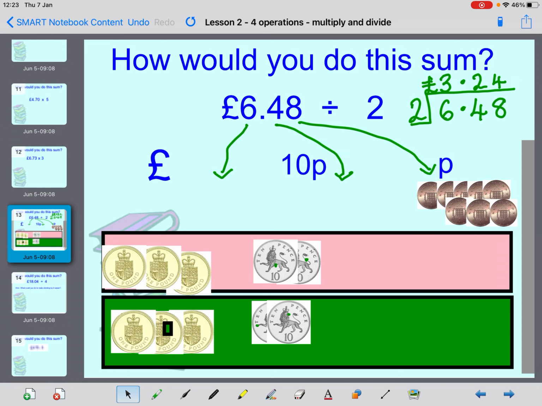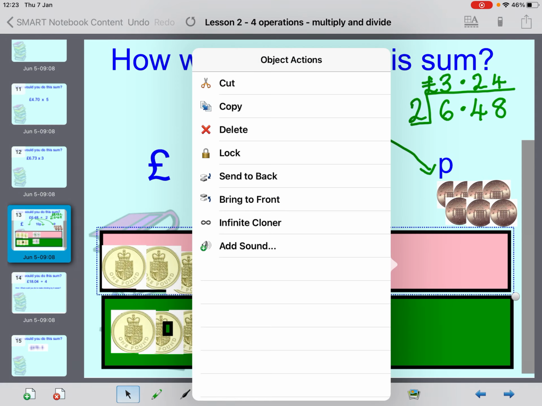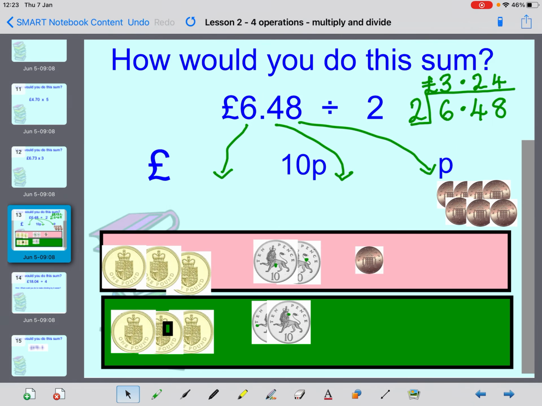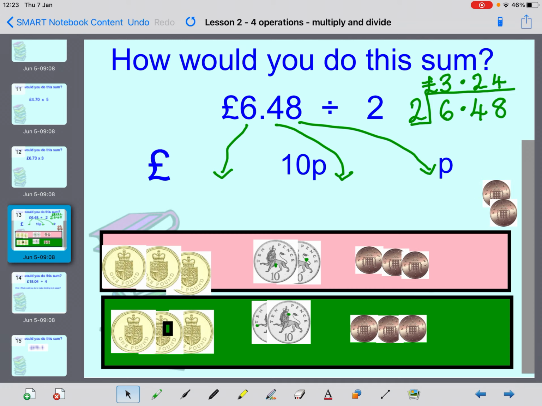Yeah, right, let's share these ones out. Oh, again, sort the order out. Send to the back. Right, 1 for you and 1 for you, and keep sharing them out. And hopefully we'll get the same answer as last time.